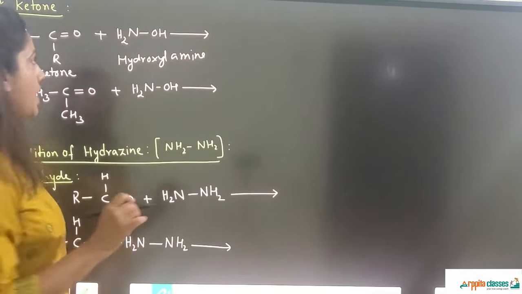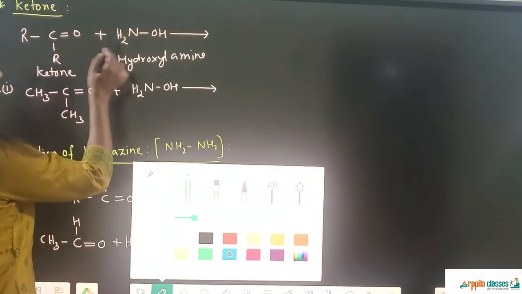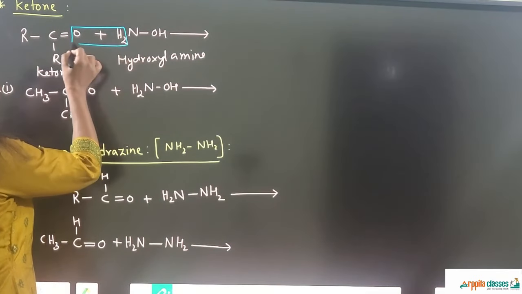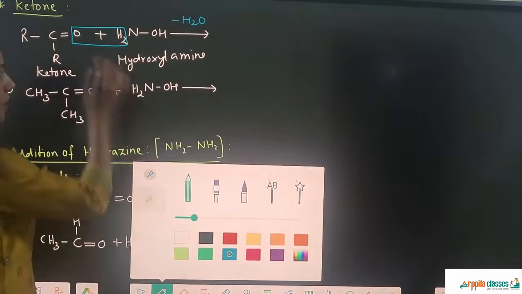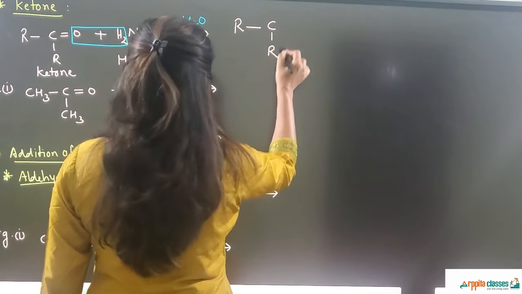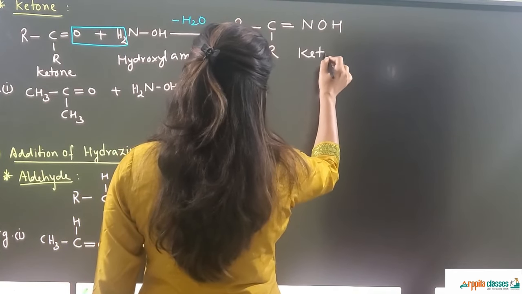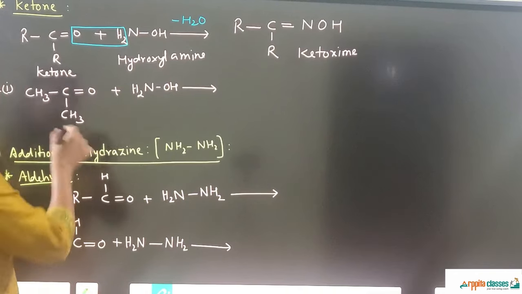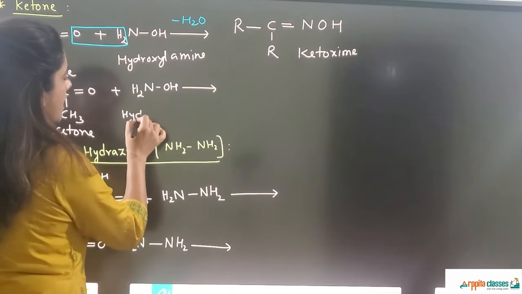Practice is very important for this reaction, okay? Again I wrote it in such a manner that the carbonyl group's oxygen and the H2 part of hydroxylamine come adjacent to each other. Now I'll remove water, minus H2O, and then join the rest of the part. So it is R, C, R, double bond, N, O, H. This is called a ketoxime, because we are getting this oxime from a ketone. This is a particular example where we have taken acetone and hydroxylamine.